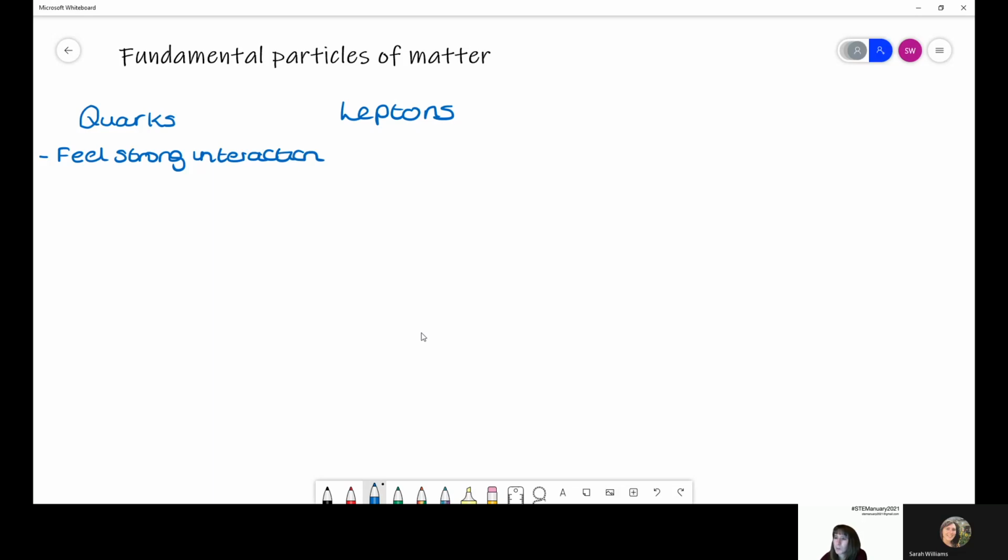So quarks feel the strong interaction and they feel the weak and the electromagnetic forces. Whereas leptons only feel the weak and the electromagnetic force. And of course, they only feel the electromagnetic force if they're charged.